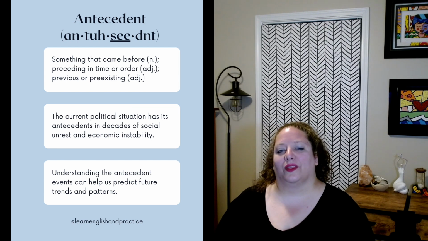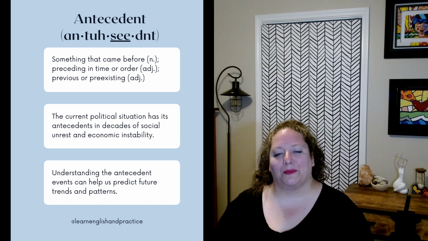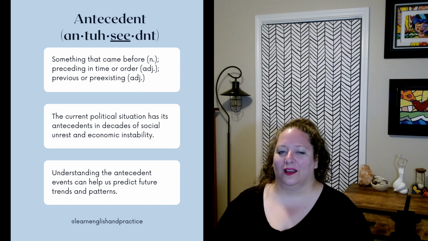Examples are, the current political situation has its antecedents in decades of social unrest and economic instability. Understanding the antecedent events can help us predict future trends and patterns.